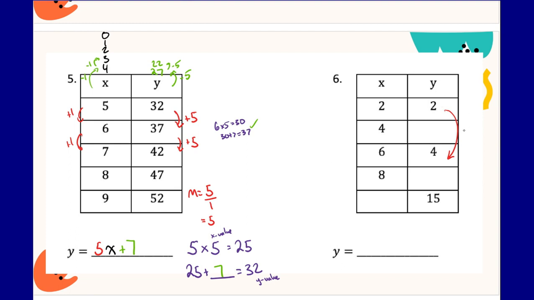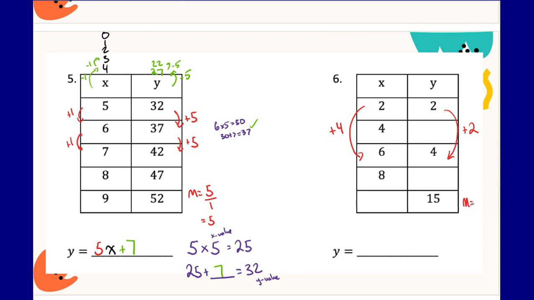From 2 to 4, that's an increase of 2. Now let's look at what the x values are increasing by. 2 to 6, that's an increase of 4. So that means that for every 4 positions, the y value increases by 2. So let's use our formula.